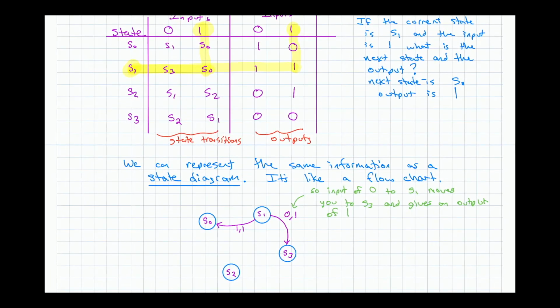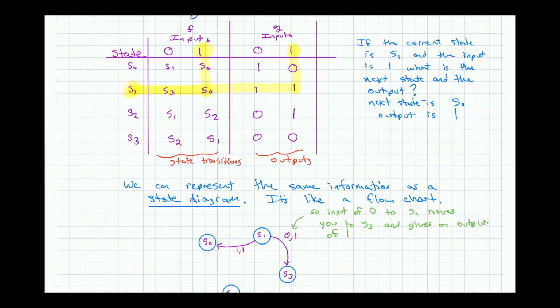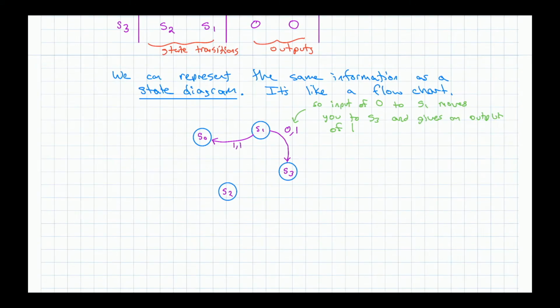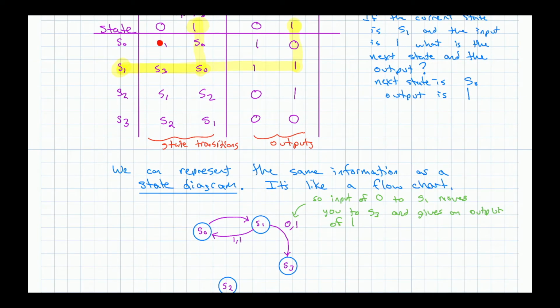Okay, so let's do this. For our first row here, S0 will take you to S1 if the input is 0. So S0 to S1, and S0 with the 0 input is going to give you an output of 1. So that's a 0, 1. Okay, so that's one of them.